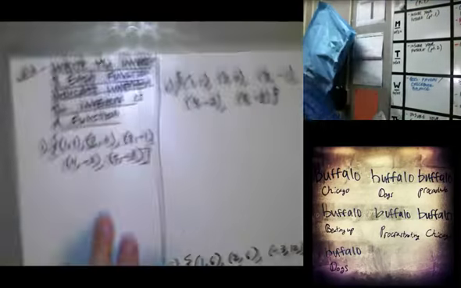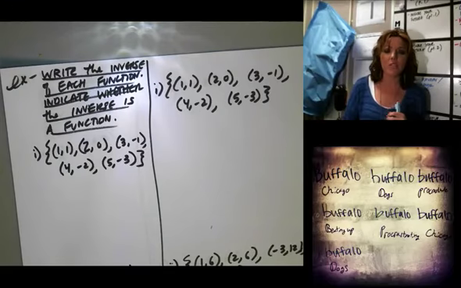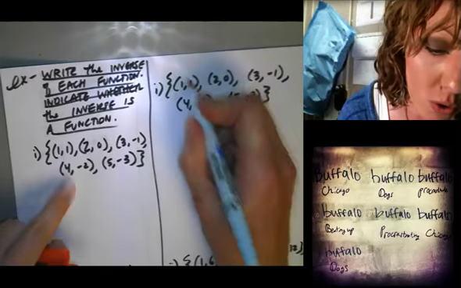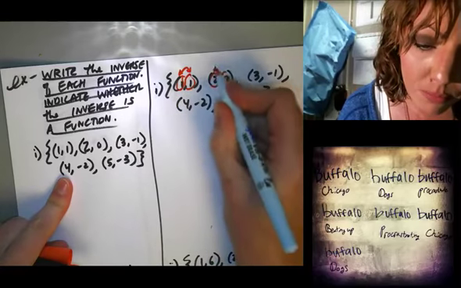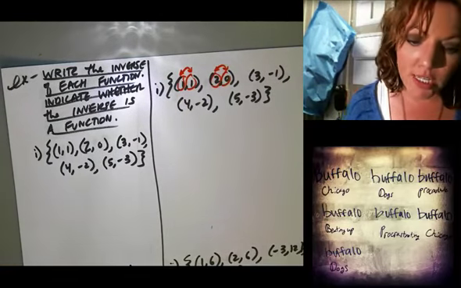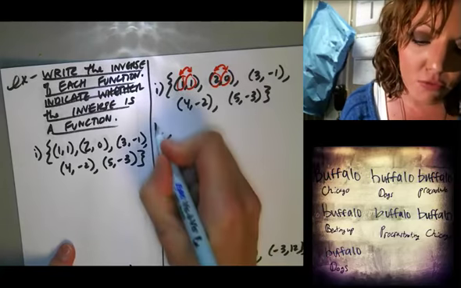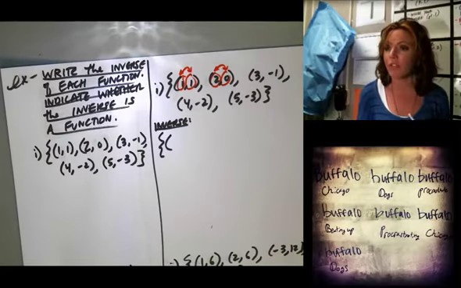Write the inverse of each function. Everybody zip it. Write the inverse of each function and then indicate whether the inverse is a function or not. So we just said that for inverse functions, all you are doing is literally flip-flopping x and y. So if that's x and that's y, we flip-flop them for every single coordinate here. We have 5 coordinates. Can somebody tell me what the inverse coordinates are? Again, inverse means you flip-flop x and y.